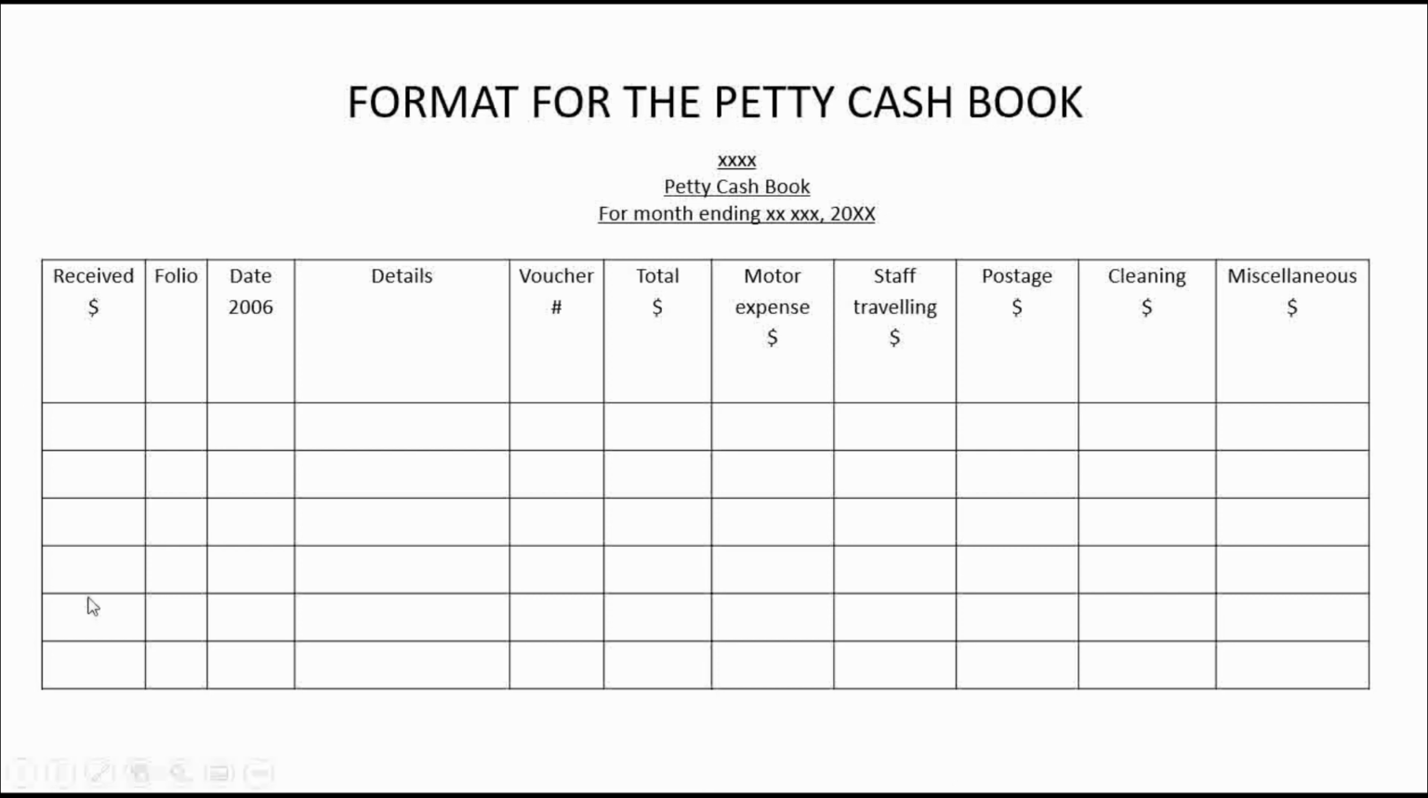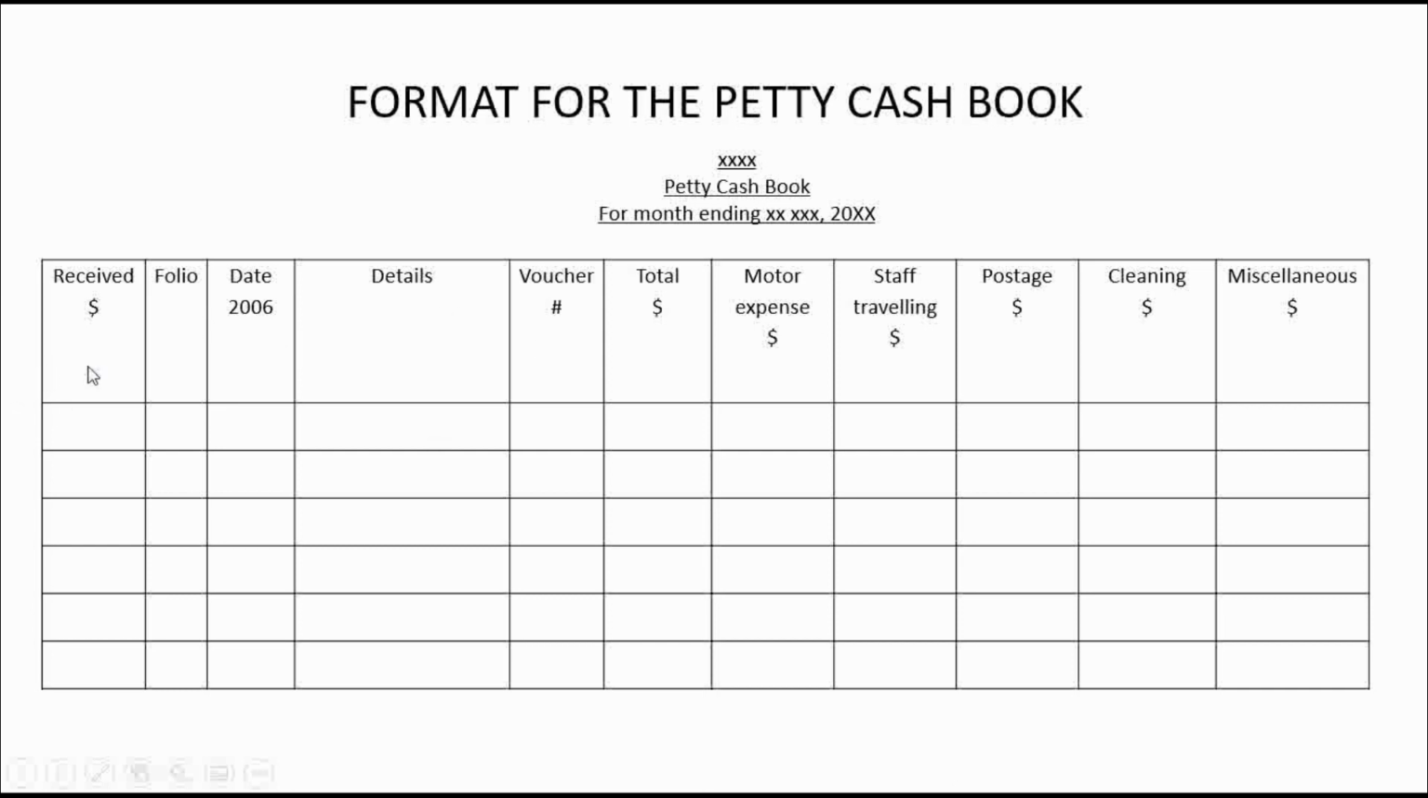As you can see here, in the format we have our heading: the name of the business or organization, what we're preparing, the petty cash book, and the period for which the petty cash book is being prepared. Then we draw up our format.